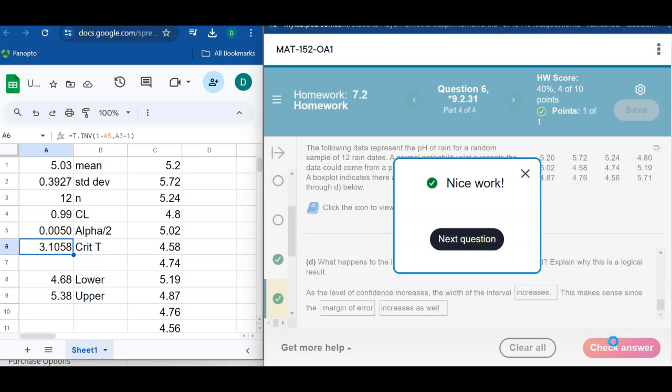That's how a spreadsheet can help you do these problems. But you do need to know that calculation of how to get the upper number and how to get that critical t.